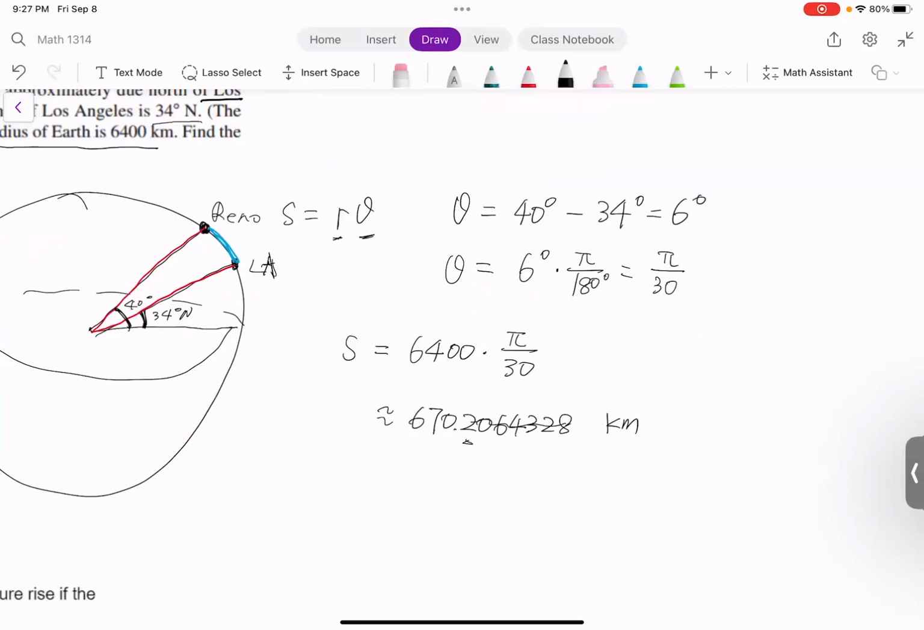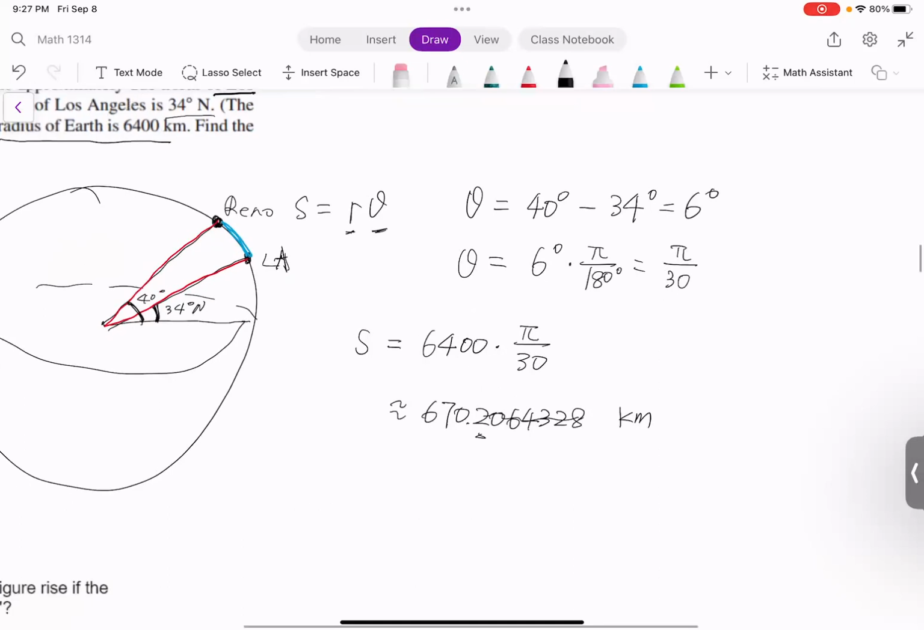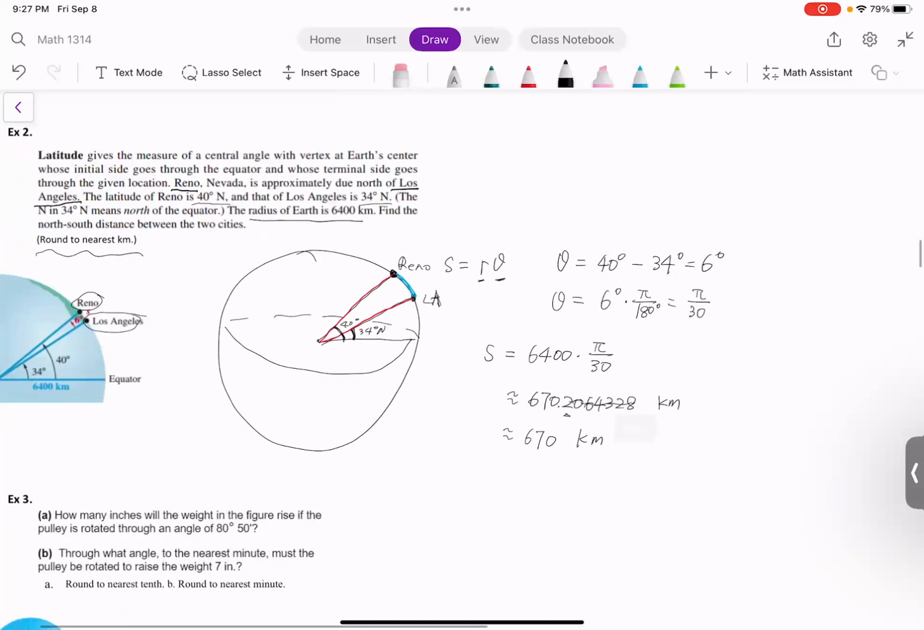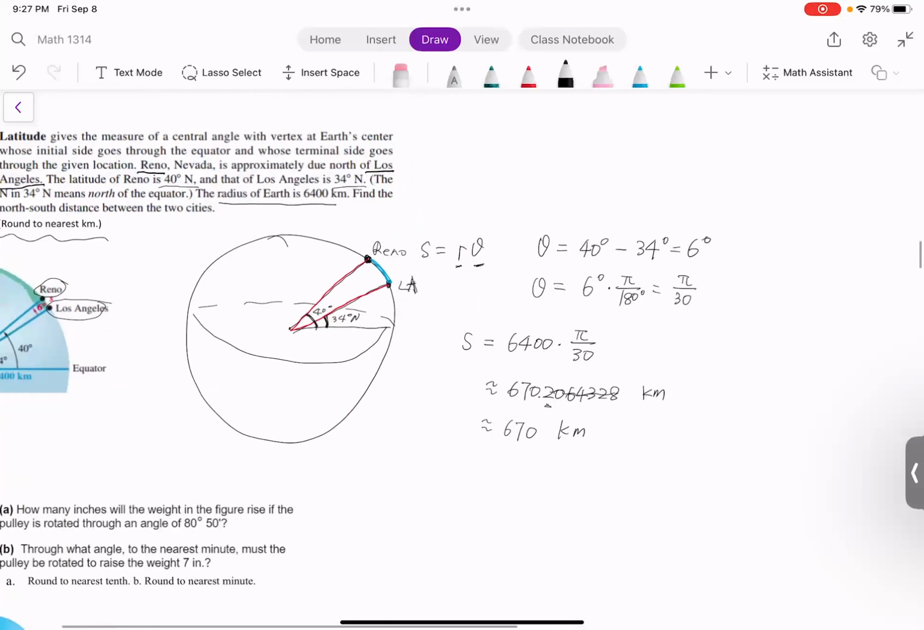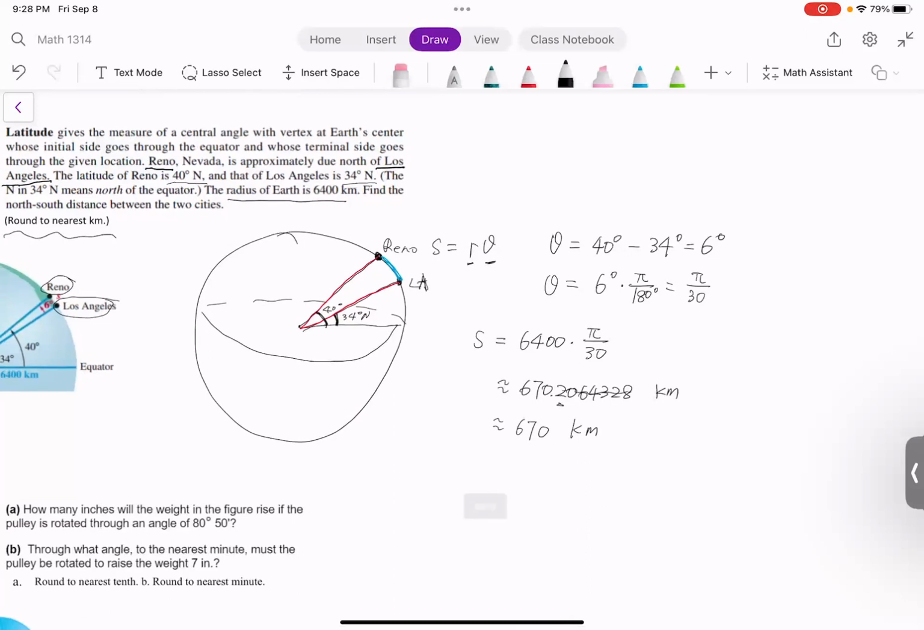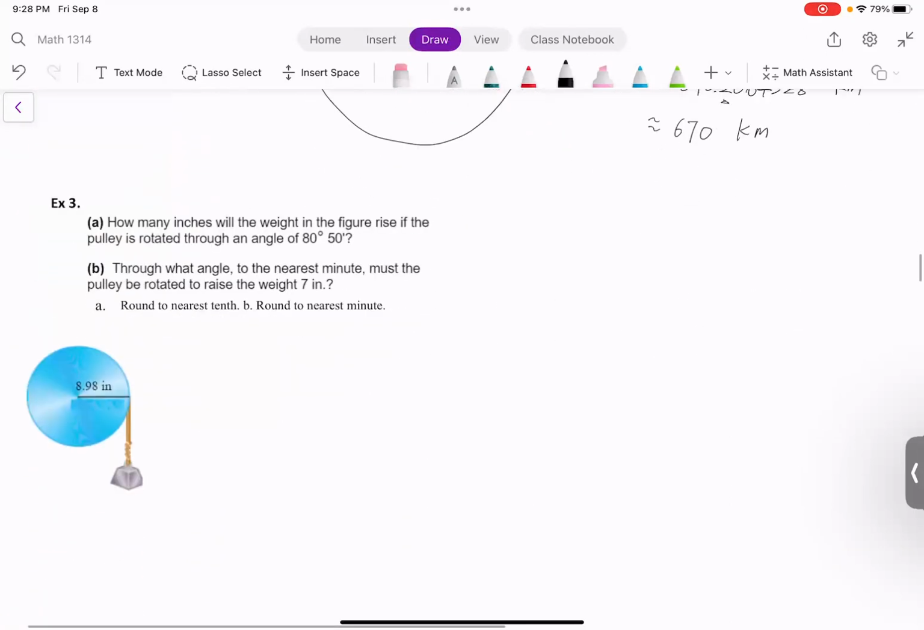The first digit is 2, which is too small. It's less than 5, so I can ignore them. And then the solution is 670 kilometers from Reno to Los Angeles. That's how Google Maps or Apple Maps would count the distance from one city to another. All right, let's see another example.